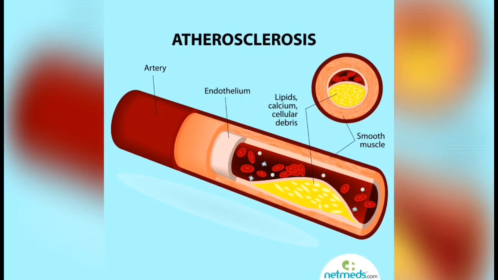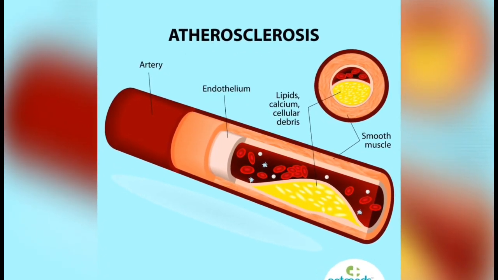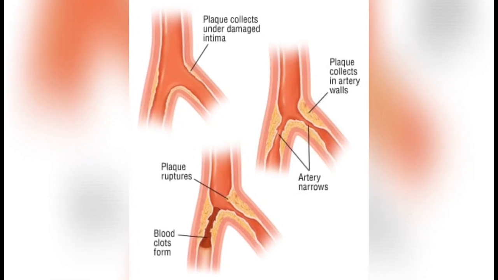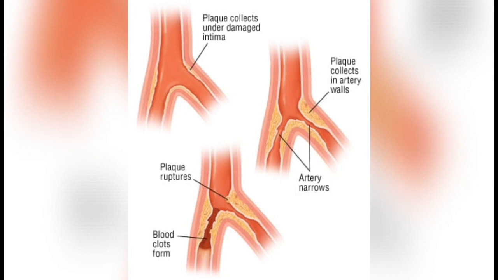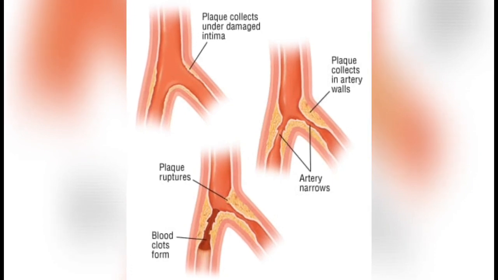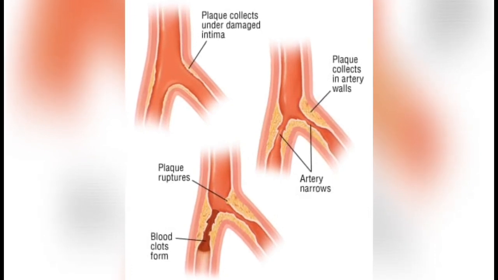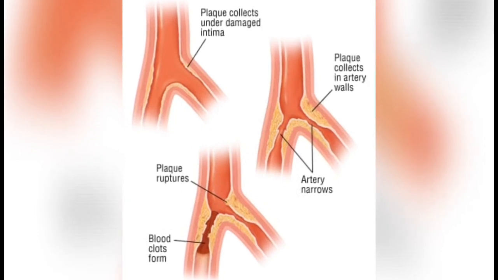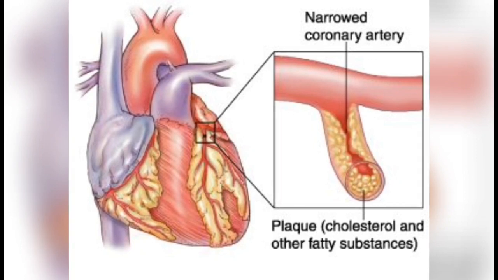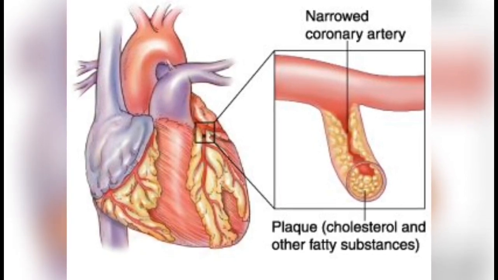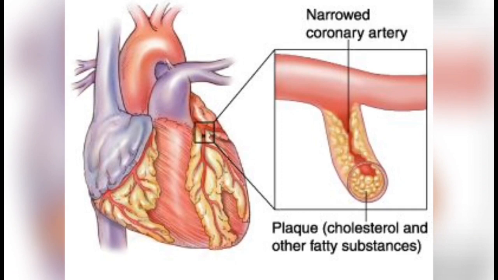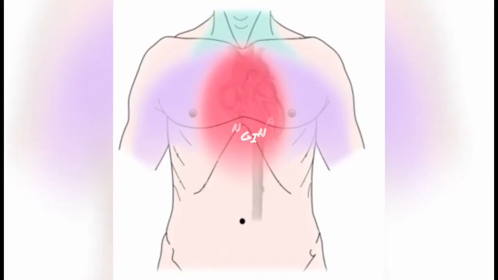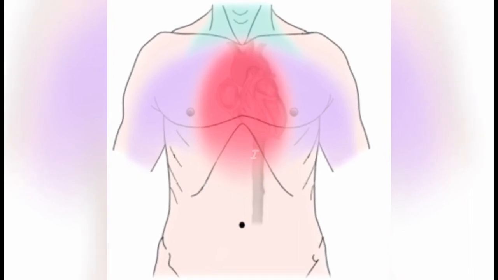The second one is atherosclerosis. Atherosclerosis occurs due to the accumulation of plaque, which is the deposition of cholesterol, lipid, calcium, and fibrin on the artery walls that constrict the lumen and block the blood flow. Atherosclerosis that occurs on the coronary artery prevents the blood flow and the transport of oxygen and nutrients to the heart.